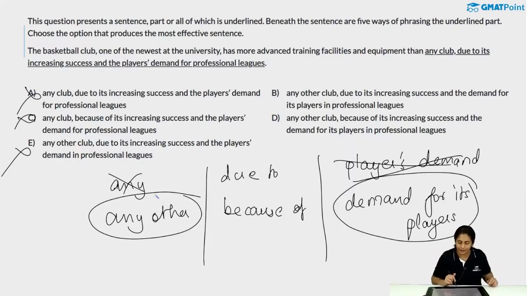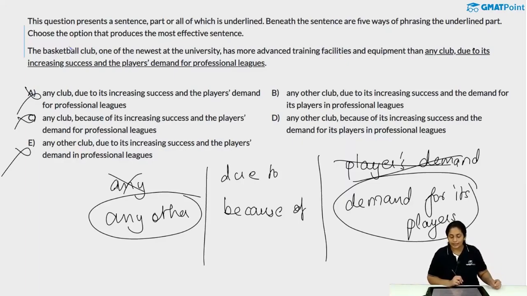In this particular case, consider what is being modified: "due to its increasing success." Whose increasing success is being referred to? Are you referring to the increasing success of any other club, or you are referring to the success of the basketball club as such? Here you are referring to the success of the basketball club as such.